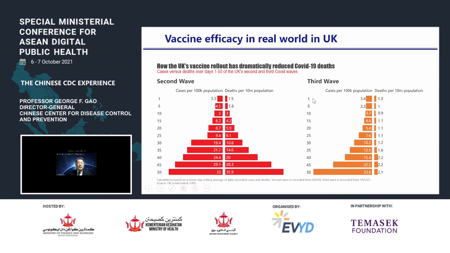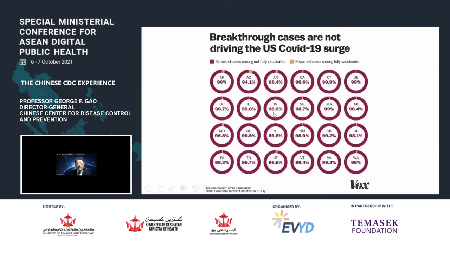This is the US figure, also copied from a publication. You can see the purple here in different states tells you the numbers of infections from the unvaccinated. And the yellow part here with small numbers is from the vaccinated group. So obviously, it works. Our vaccine works very well.